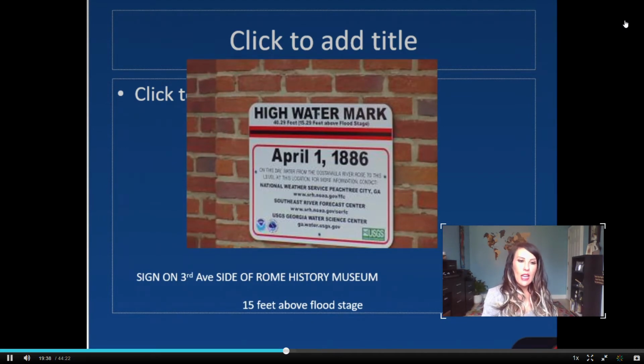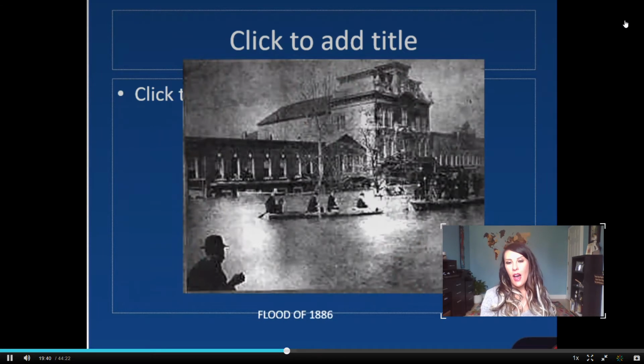And when we look at historic pictures of the downtown area, you see these types of things that are recorded. So you see people that have their canoes and they're out on Broad Street.